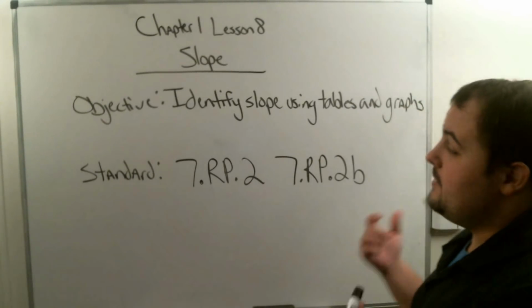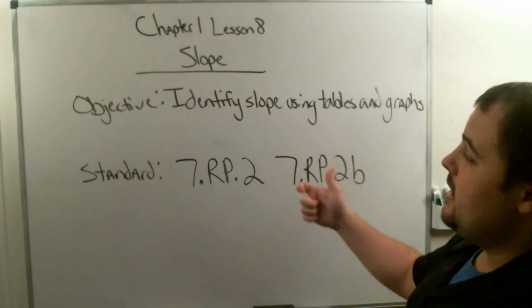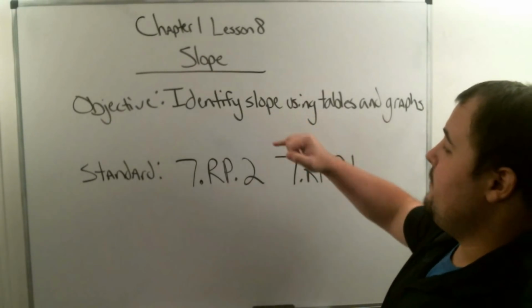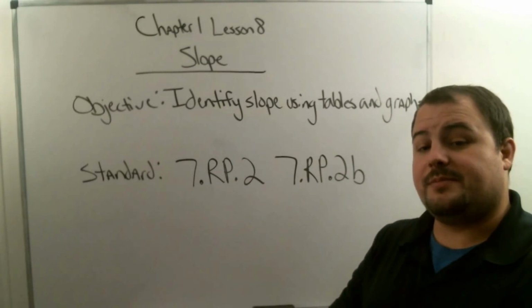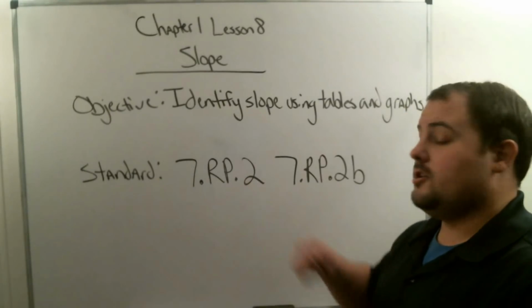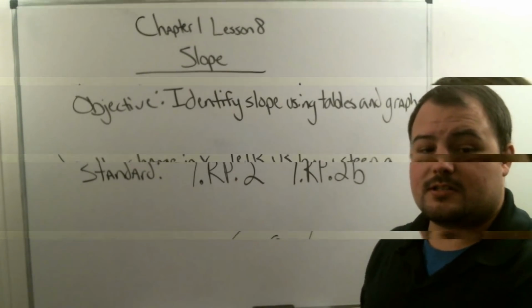In this video we're going to be talking about how to identify slope. So our goal today, our objective, is to identify slope using tables and graphs. So in this lesson we're going to be looking at tables, we're going to be looking at graphs. Standards are right here, make sure you copy them down. Let's go ahead, copy our vocab and start this lesson.